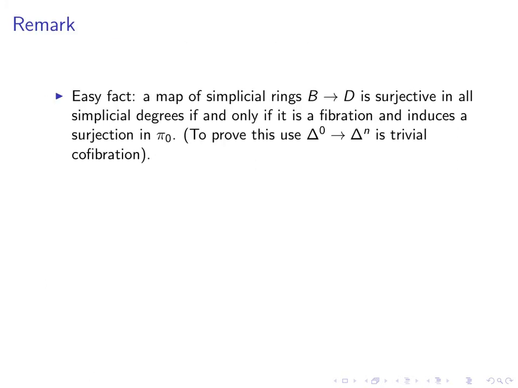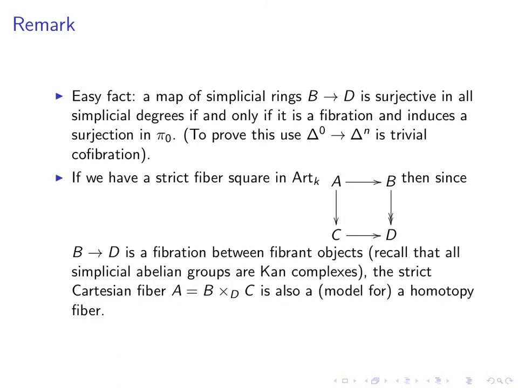An easy fact is that a map of simplicial rings, B to D, is surjective in all simplicial degrees if and only if it is a fibration and induces a surjection in pi 0. If we have a strict Cartesian square of Artin rings, then since B to D is a fibration between fibrant objects, the strict Cartesian fiber product B cross C over D is a model for a homotopy fiber product.